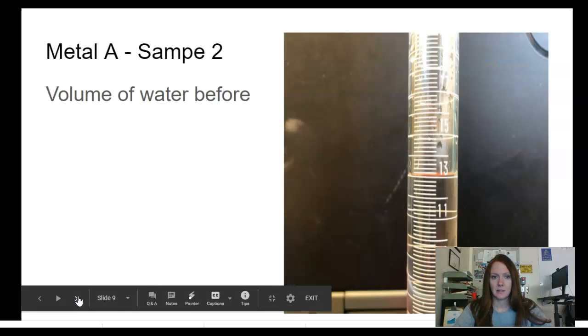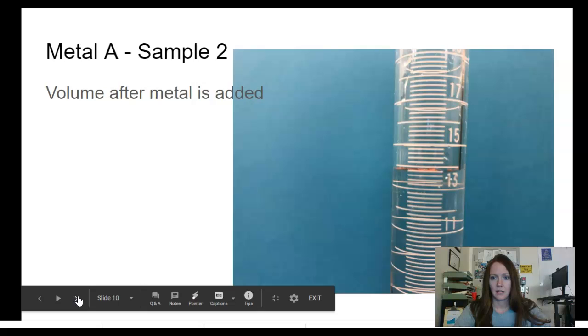Then I placed the metal into a graduated cylinder. So here was my starting volume. Then I placed it in the water, and here is the volume after. Make sure you go ahead and record those in your data table.